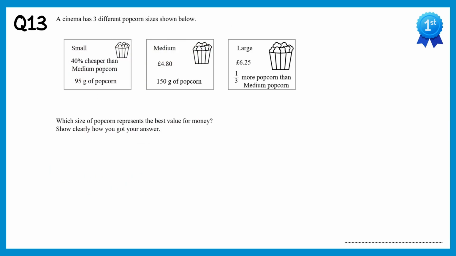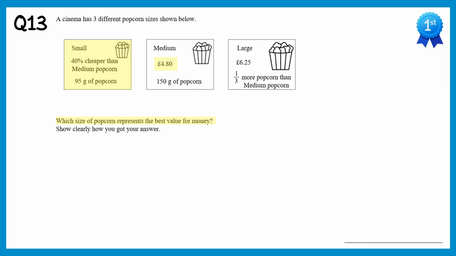For this question, we need to work out the size of popcorn that represents the best value for money. So we're going to work through each of the popcorns in turn. Let's start with the small one. For the small one, we're told it's 40% cheaper than a medium popcorn, and we're told it's 95 grams. So we know how much popcorn we'll get in 95 grams, but we don't know its price. So let's look at the price of a medium one, that's £4.80, and we'll use that to work out the price of a small one.